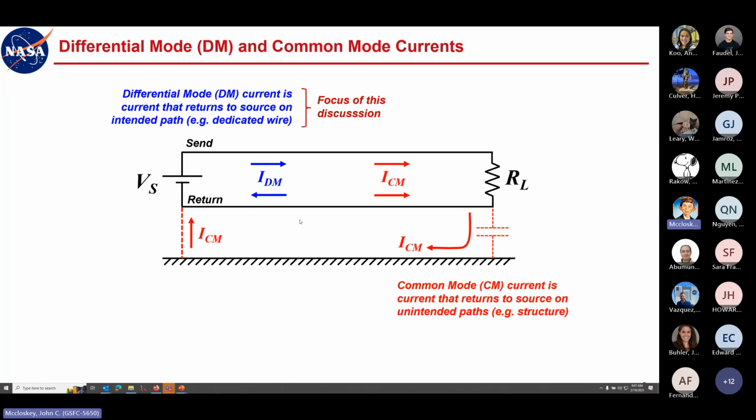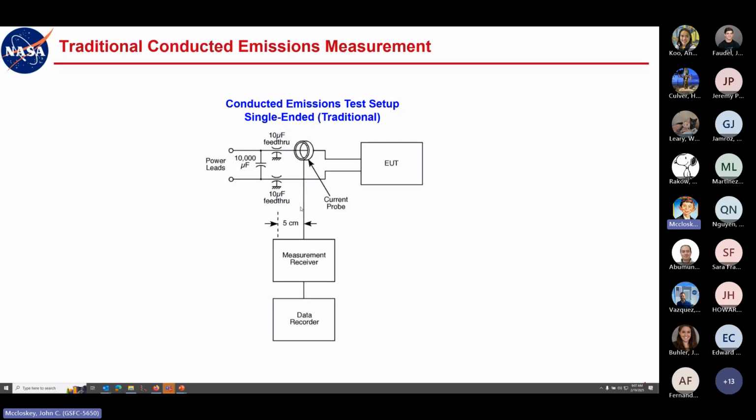And the focus of the first part of the discussion is on differential mode, and we'll get to common mode later on. So a traditional conducted emissions measurement is performed on each individual power wire. Here I'm showing the current probe around the send wire. When you put a current probe around a single wire like this, you're measuring all the current on the wire. It's going to measure both differential mode and common mode, and you have no way of distinguishing between them. You're just getting all the current on the wire.